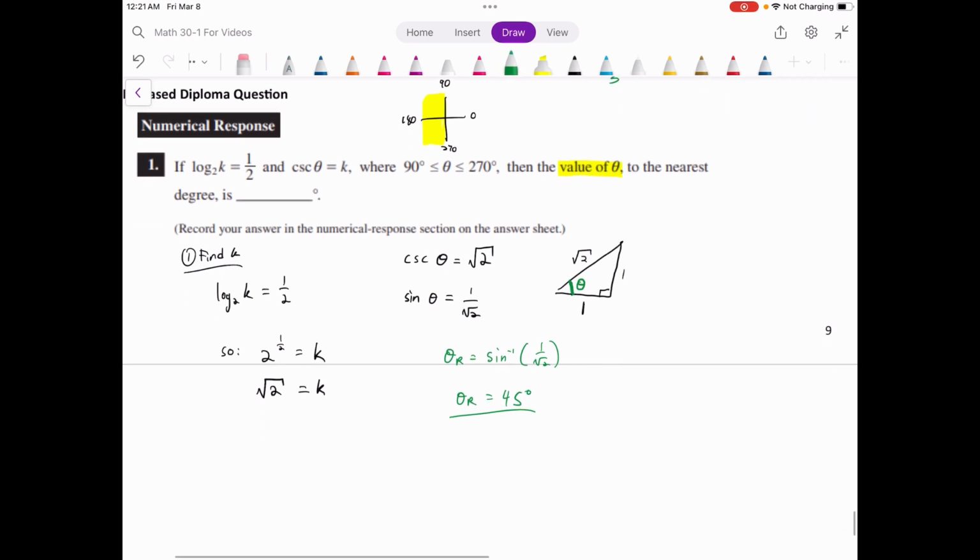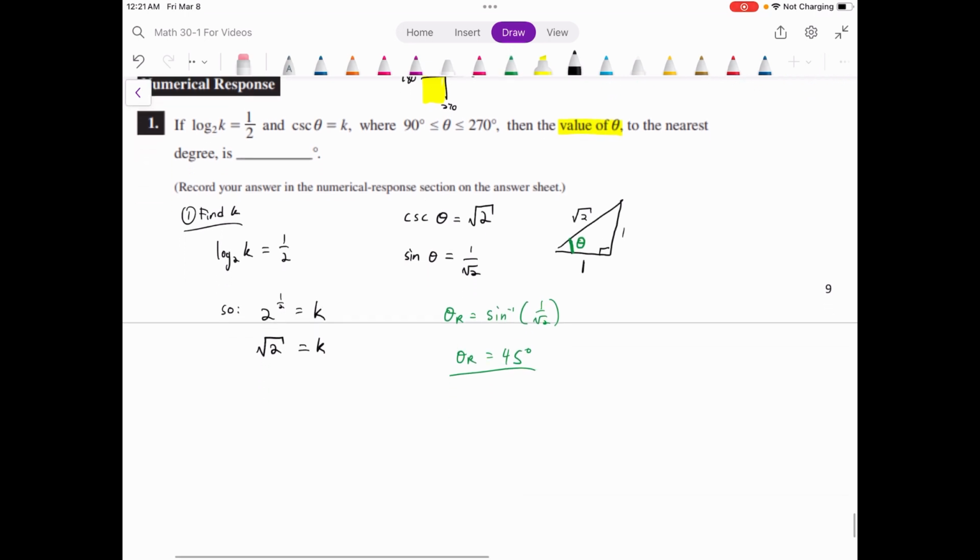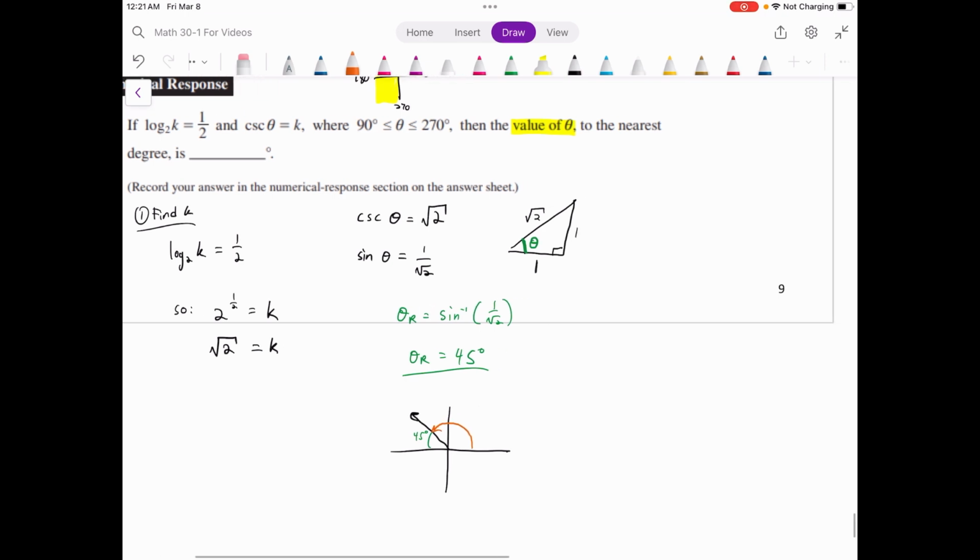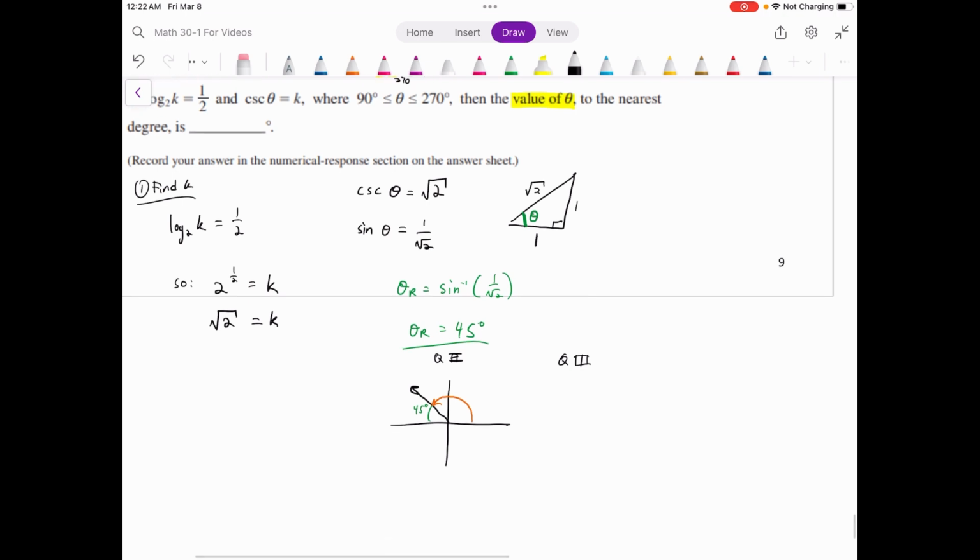Well, let's think about this. Okay, in quadrant 2, it would be this angle, 45. So whatever that angle would be, 180 minus 45, right? In quadrant 3, oh boy, that's a terrible 2. Sorry about that. In quadrant 3, it would be this angle. That would be the reference angle, and then it would be this, 180 plus 45, or 225, right?